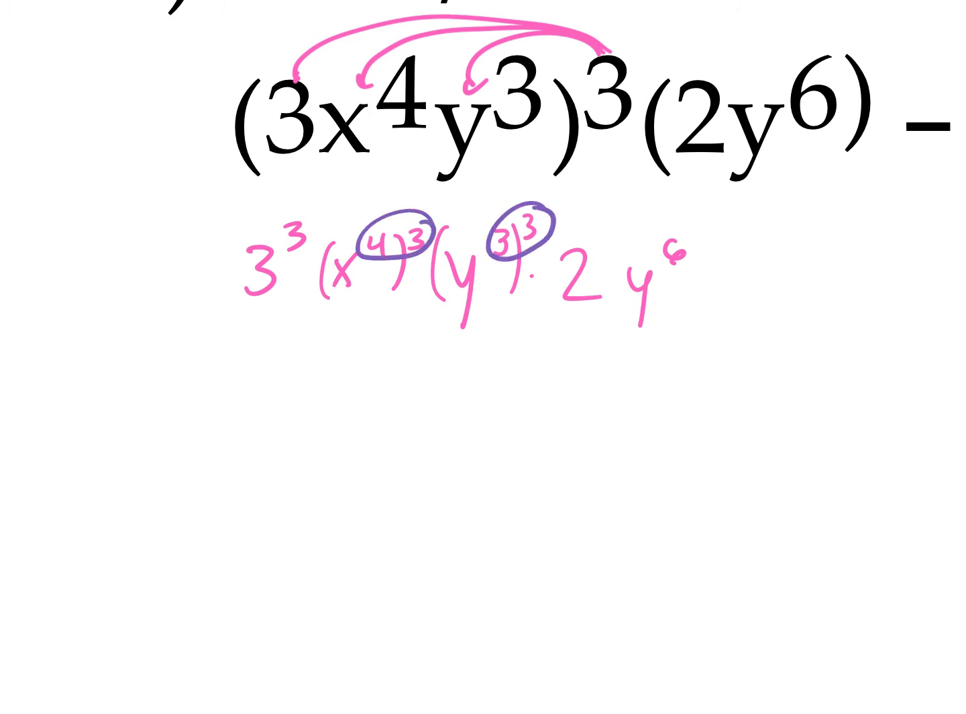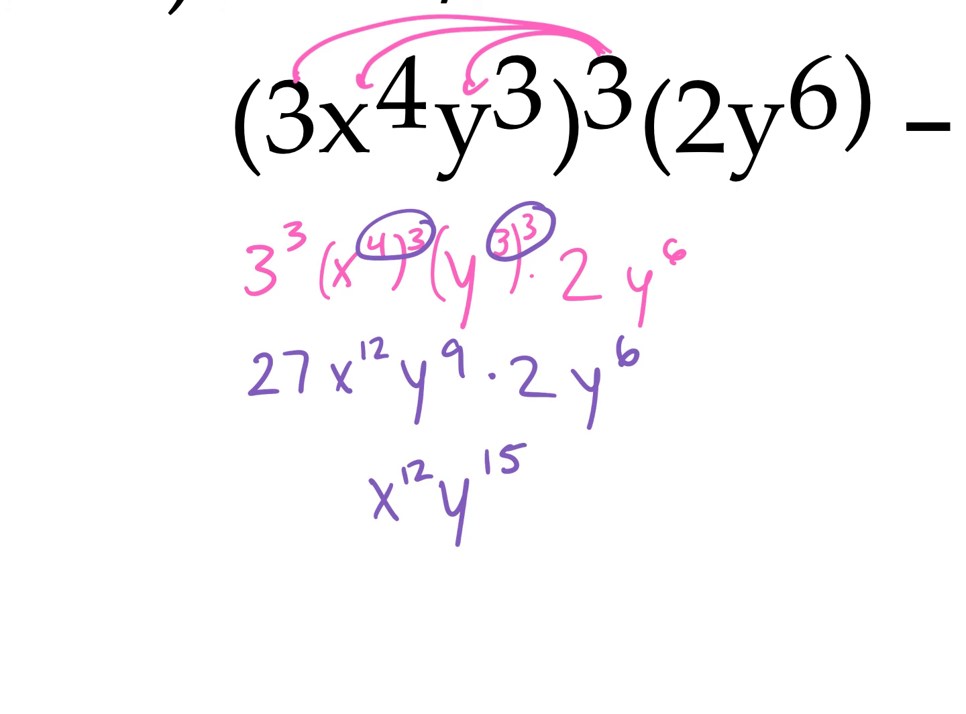Multiply the exponents. And what's 3 to the 3rd power? 27. So 27x to the 12th power, y to the 9th power times 2y to the 6th power. Add the exponents for the y's. So that would be y to the 15th power. What else can I do? What do I do with the 27 and the 2? Multiply them. So what's 27 times 2? 54. So that's the left side.